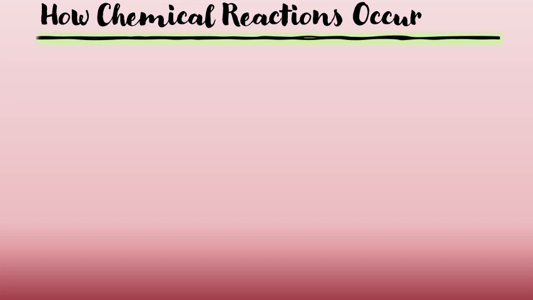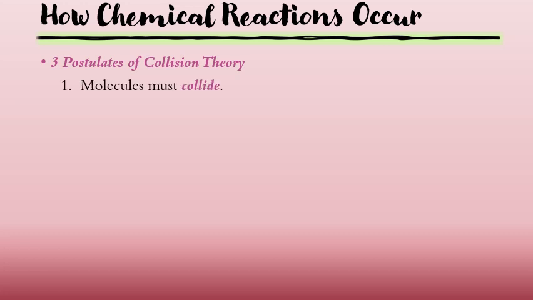Okay, so a little bit more about what has to happen with that collision, because sometimes you'll get two molecules that collide, but they don't always react. So in order to get a collision that's good enough to produce a chemical reaction, we need to meet 3 criteria, or there's 3 postulates that need to be met for this collision theory to apply and to work. The first thing is they have to collide. That's kind of like duh. If they never collide, they're obviously never going to react with each other.